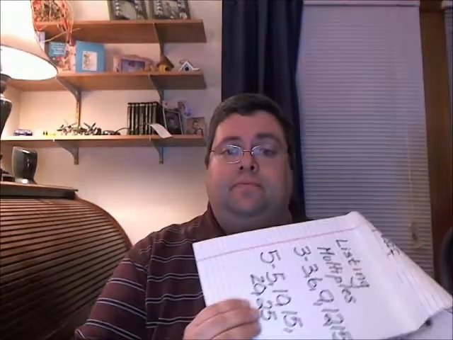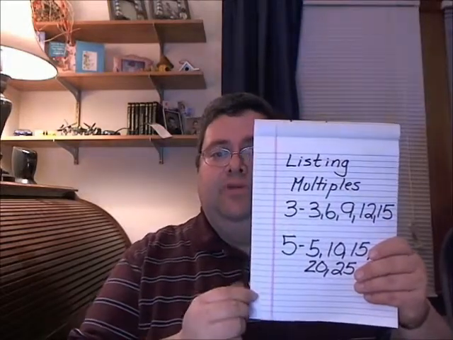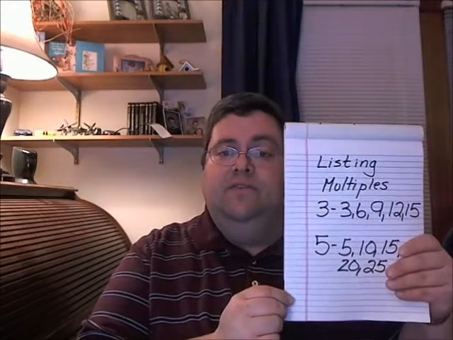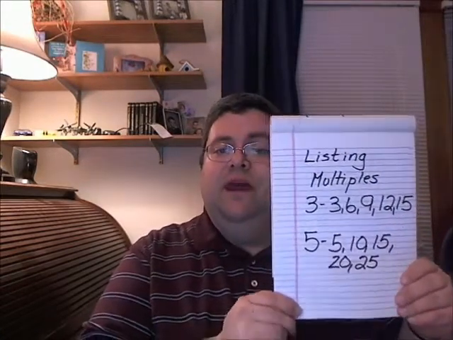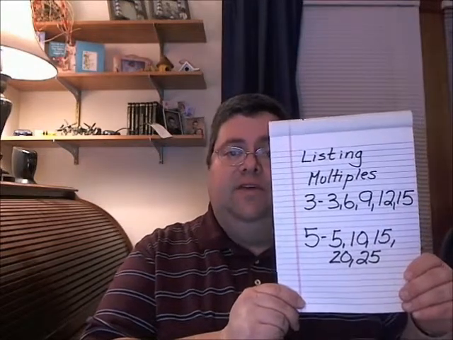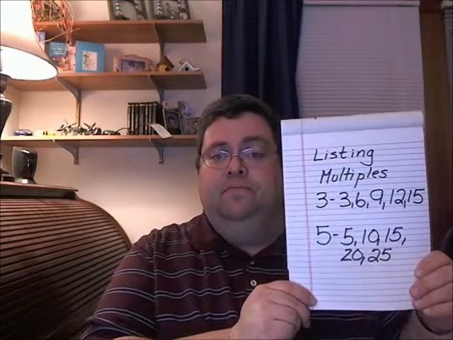Okay, what did you get for 3 and 5? Here's what I came up with. For multiples of 3, I came up with 3, 6, 9, 12, and 15. For the 5s, we have 5, 10, 15, 20, and 25. These are the multiples of 3 and 5.